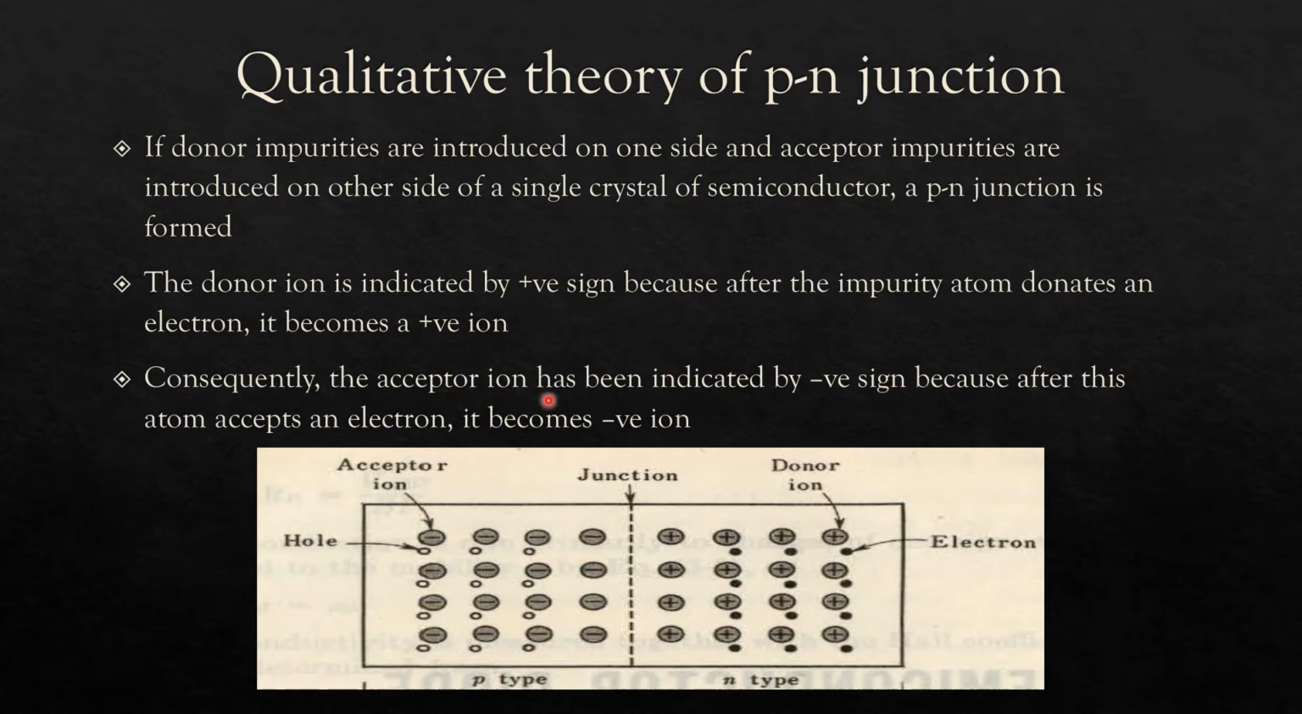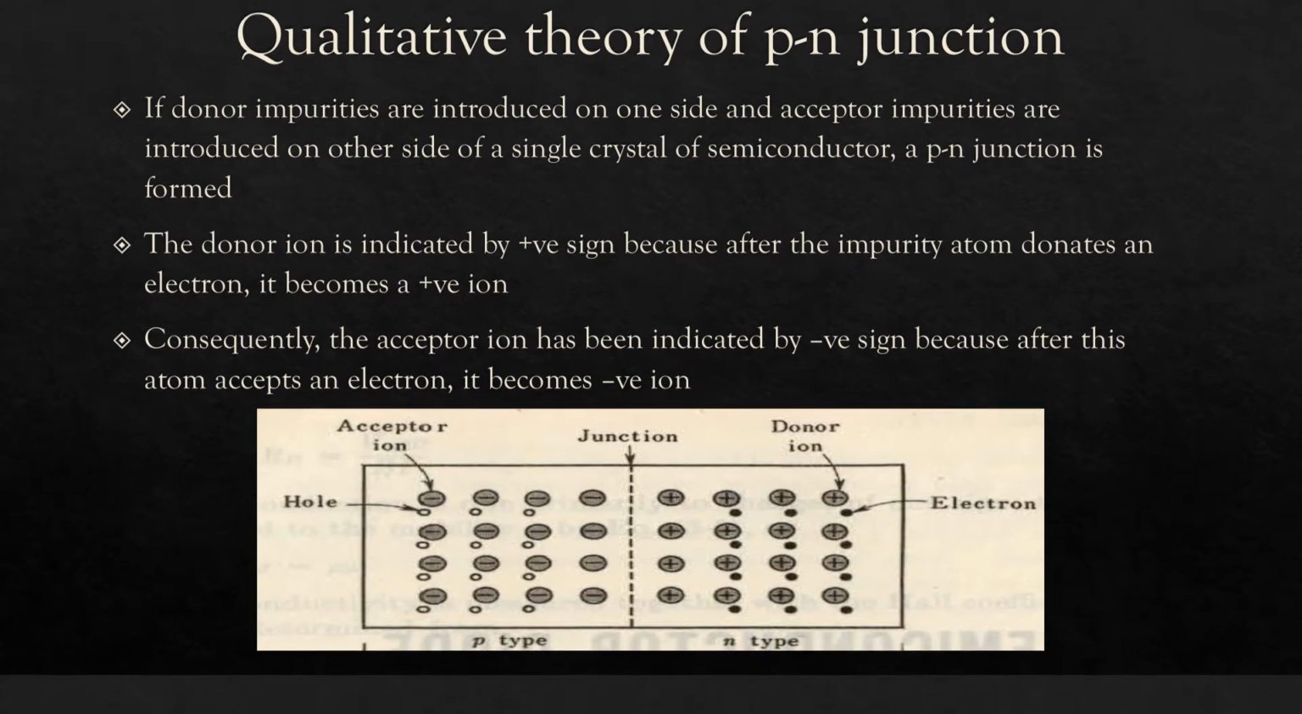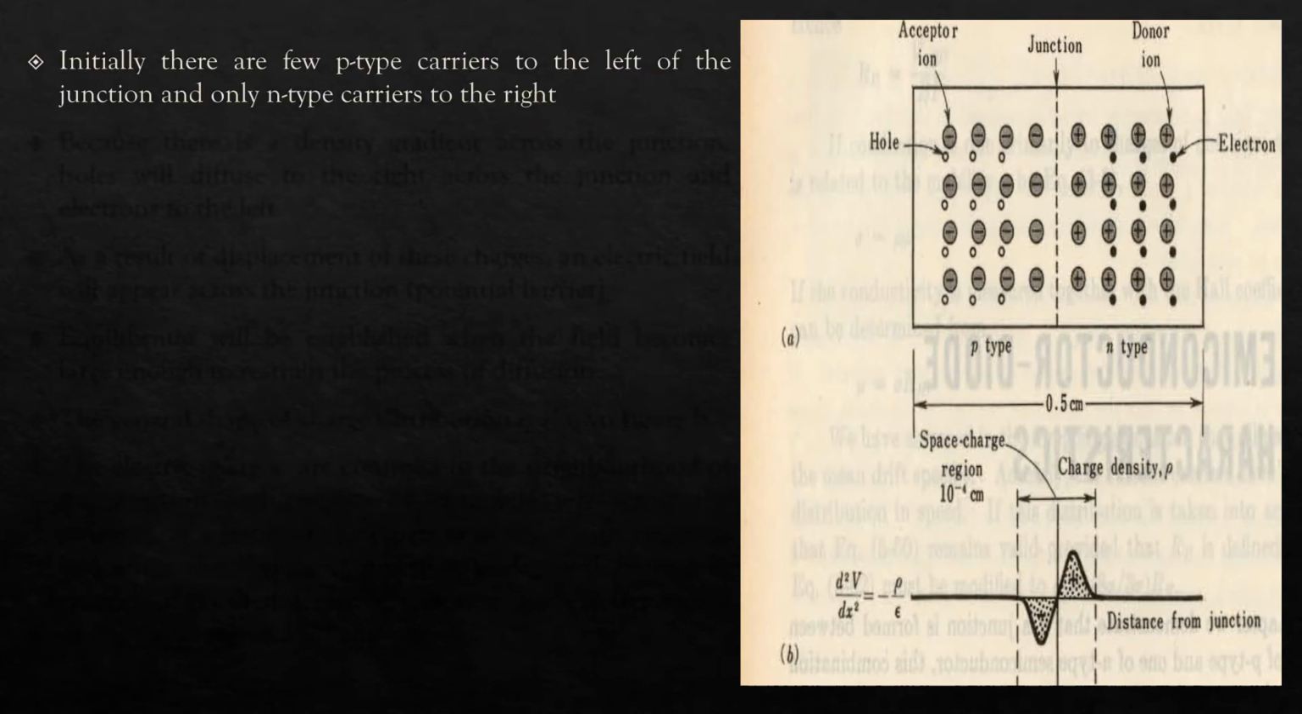Consequently, the acceptor ion has been indicated by the negative sign. So these are the acceptor ions, indicated by the negative sign, because after the atom accepts an electron, it becomes a negative ion. Initially, there are only p-type carriers to the left of the junction, that is these holes, and only n-type carriers to the right, that is these electrons.